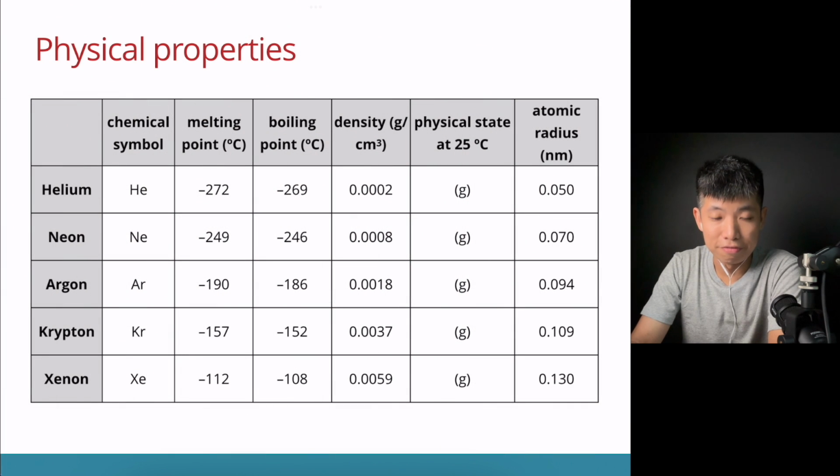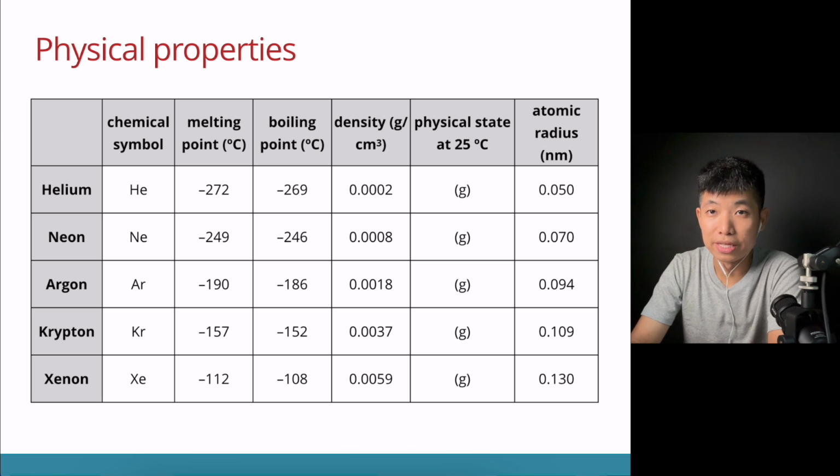Let's look at some data first. What trends do you notice in terms of the melting point, boiling point, density, and atomic radius? Pause the video and think about it first. Firstly, we see that the melting and boiling point increases down the group. This suggests that the attractive forces become stronger and more energy is required to overcome the forces of attraction.